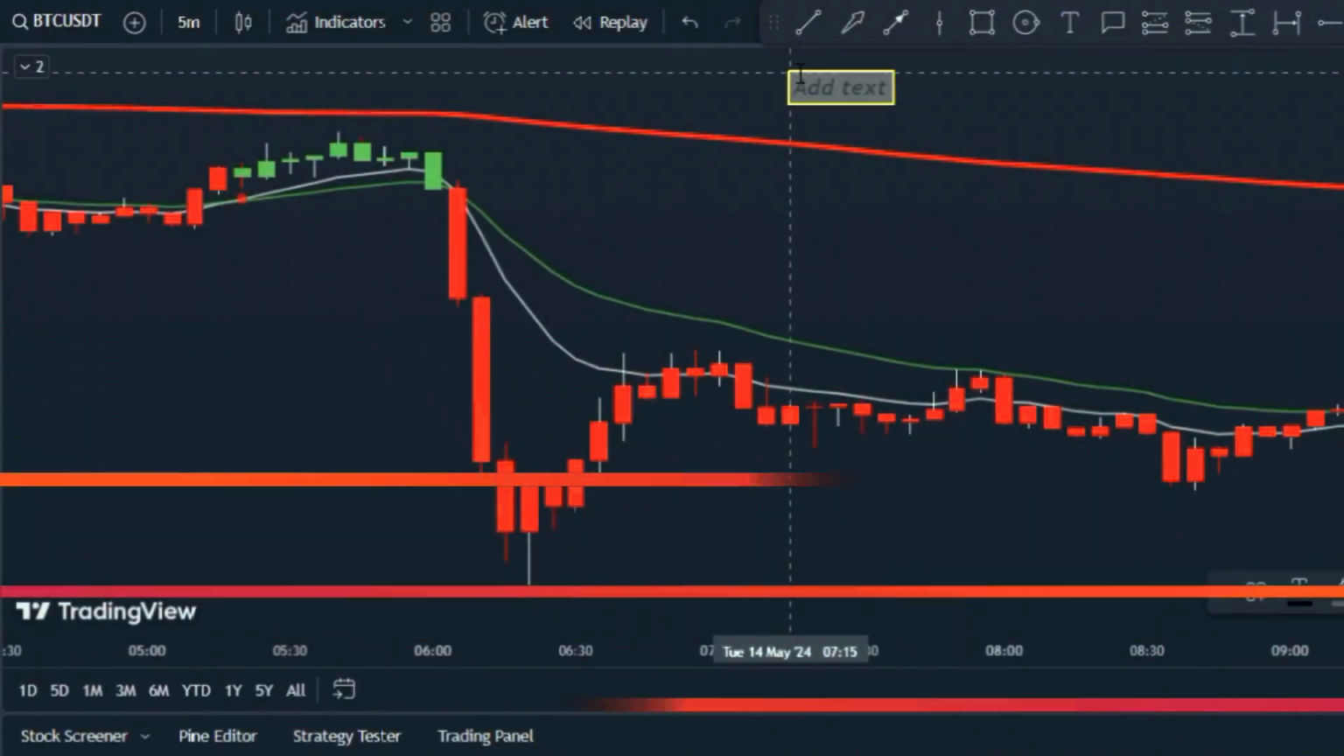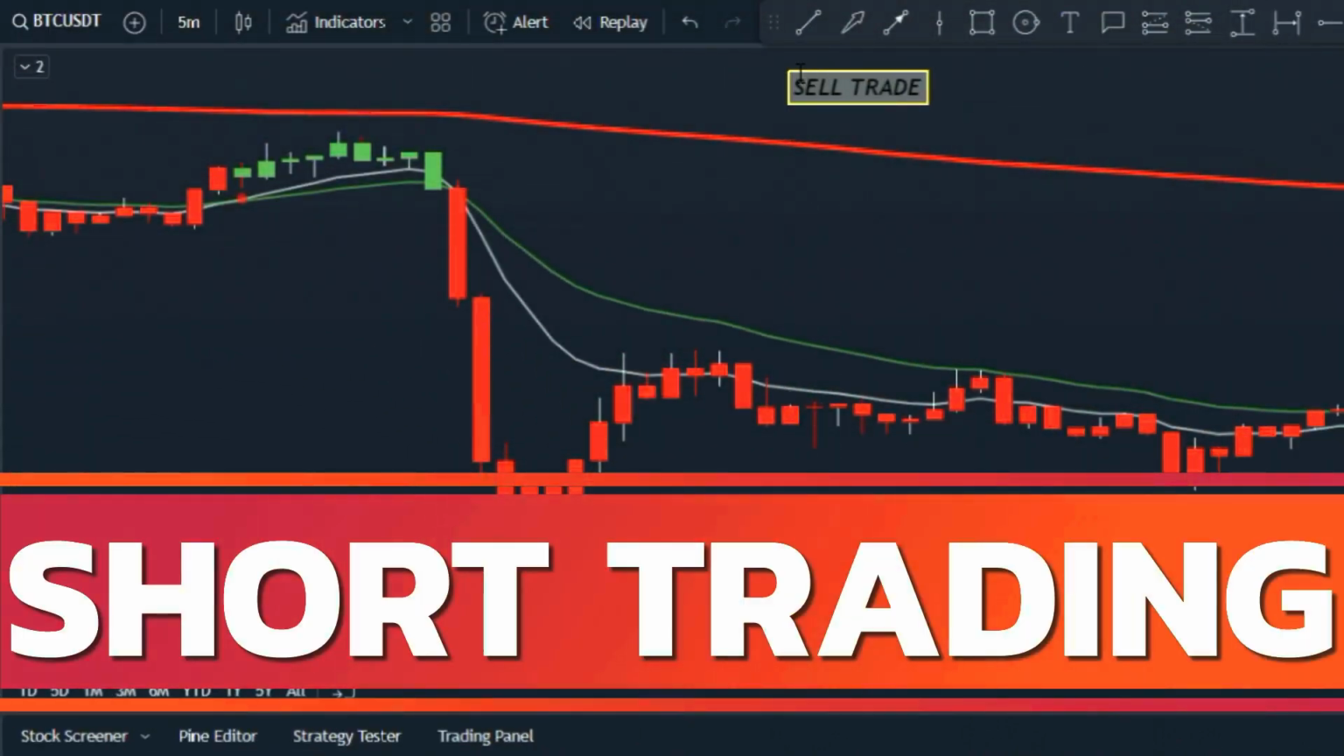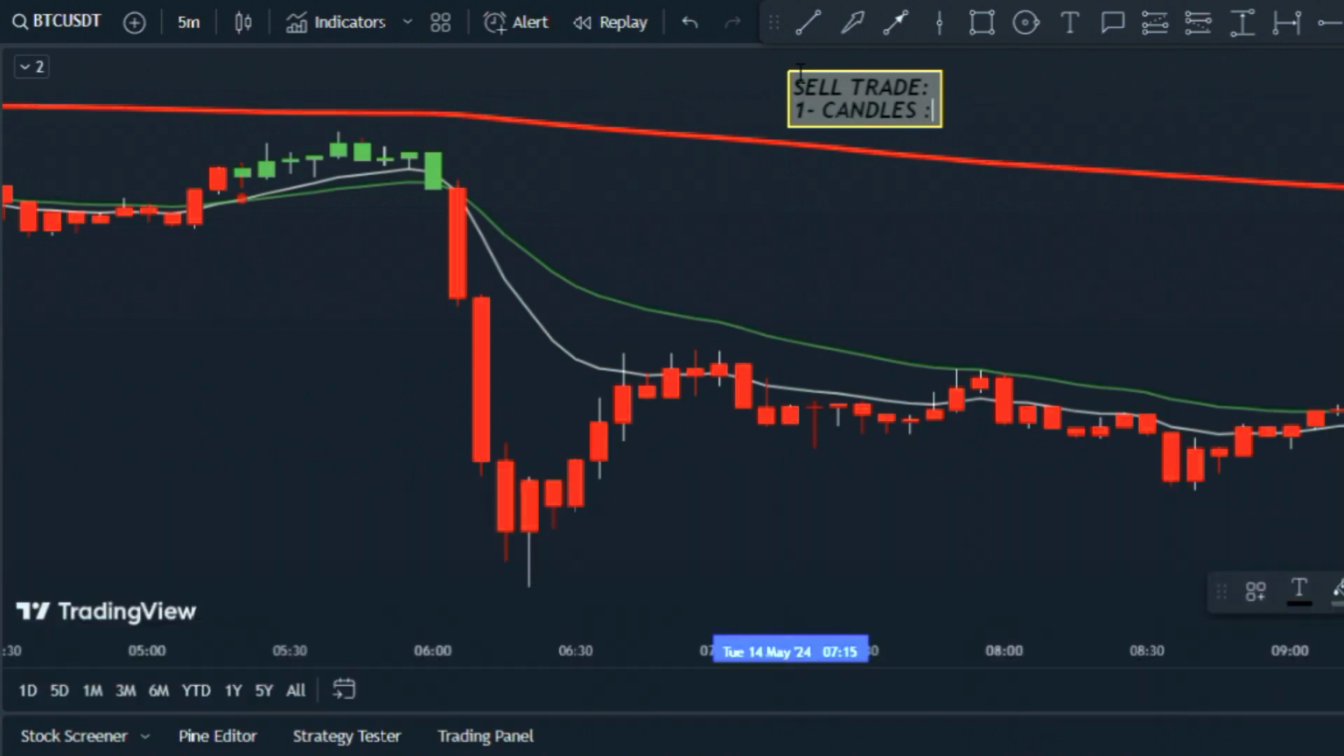When aiming to short the market, keep an eye on your indicators for the perfect moment to strike. Start by watching for a sell signal, which happens when the candle switches colors from green to red.